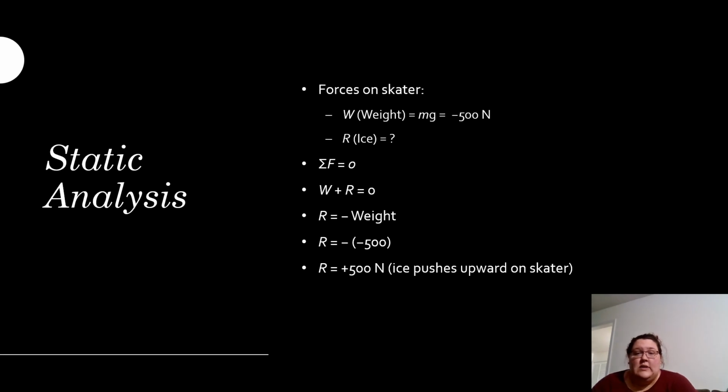All right, so if we wanted to just do this analysis, we know that the skater is 50 kilograms, 50 times 10 is negative 500 newtons. That's weight going down. We know she's static, so equal but opposite. That means 500 newtons have to go upwards right back into her. So that is the end of this kind of starting discussion on forces.